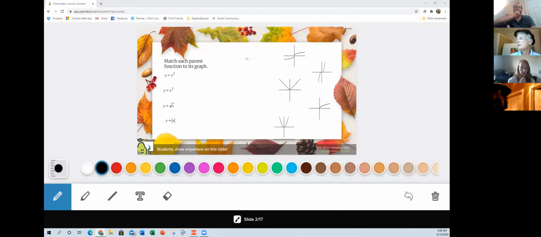So match each parent function to its graph. These are the main functions that we're going to be dealing with. You should be able to look at these and know what the parent function, or what the shape of the general function, is.